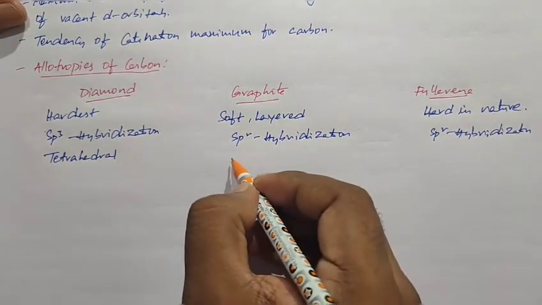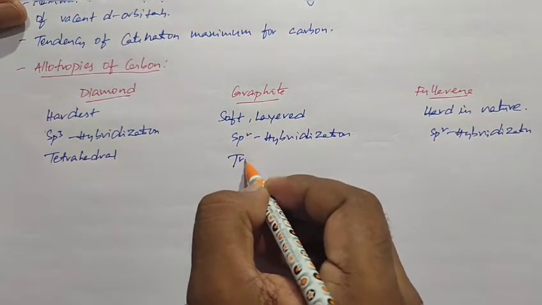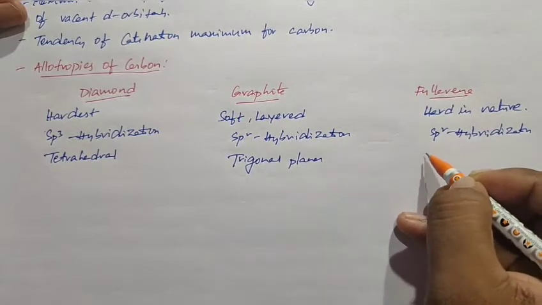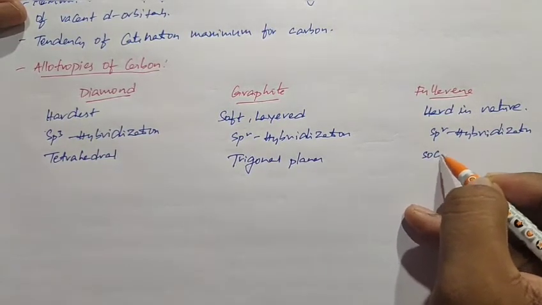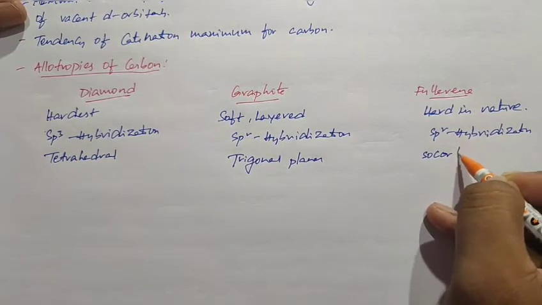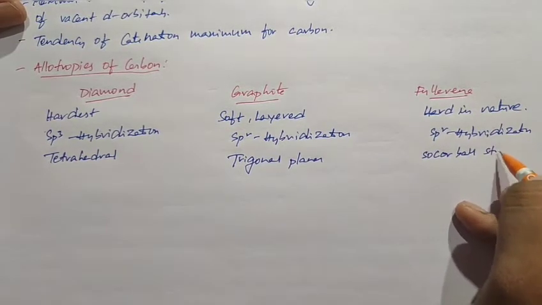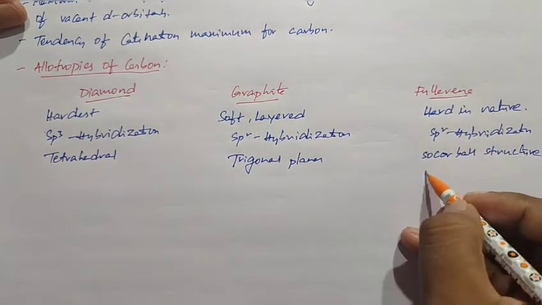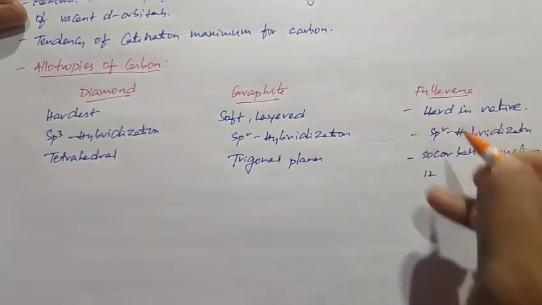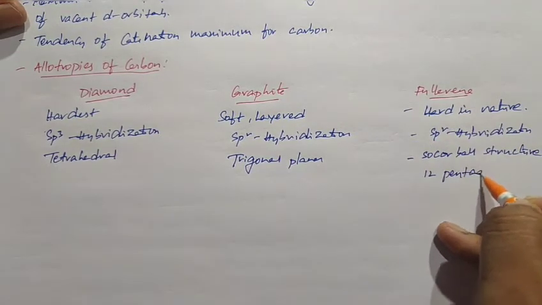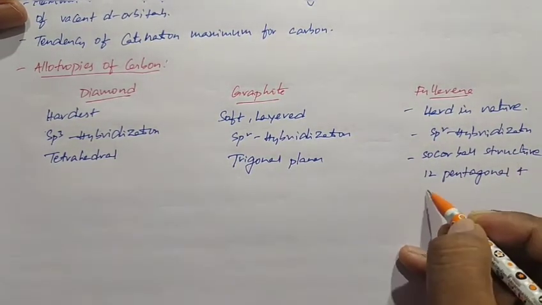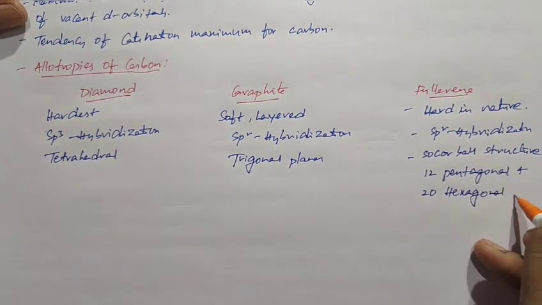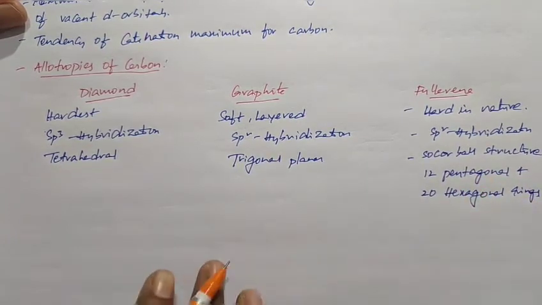The shape in diamond is tetrahedral. In graphite it is trigonal planar. Fullerene has a soccer ball structure. In the soccer ball structure, 12 pentagonal and 20 hexagonal rings are present.